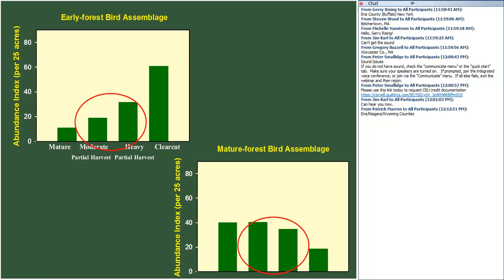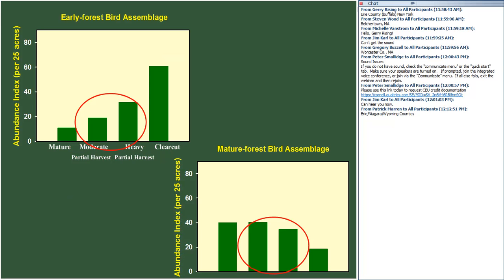So just to put these two slides side by side together, you can see that if you are looking to have the greatest diversity or number of bird species, you might look at the moderate partial harvest or the heavy partial harvest as a place where you could have both mature forest birds and early successional forest birds.